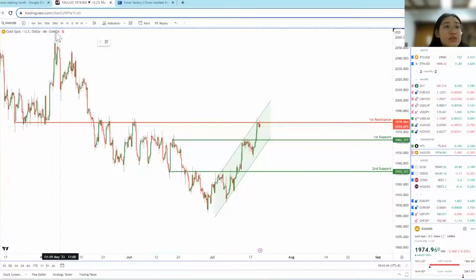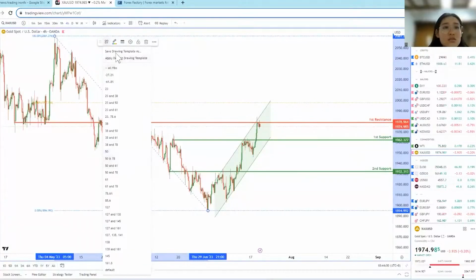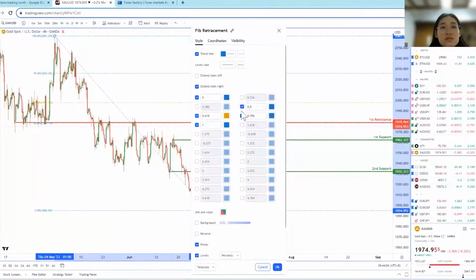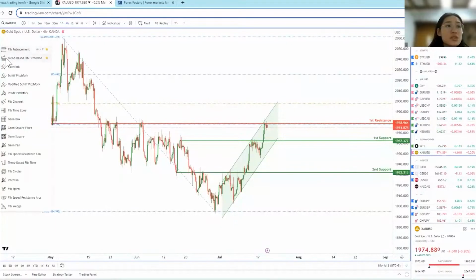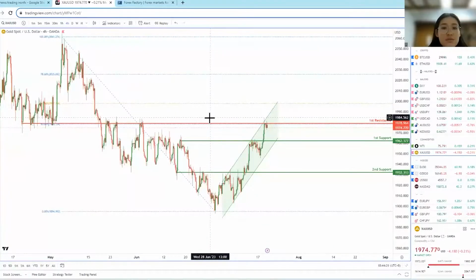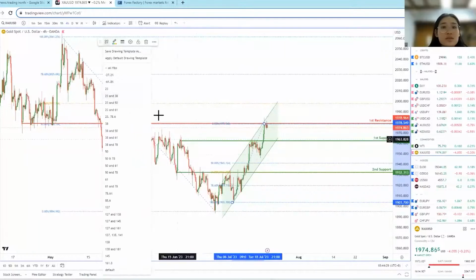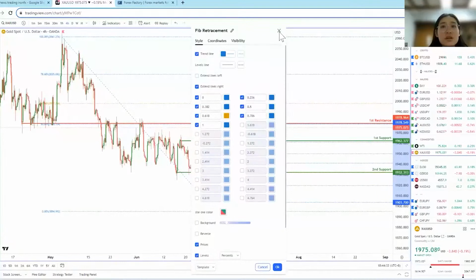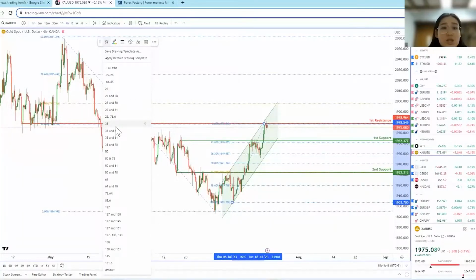Okay, now let's go in with our Fibonacci levels. I can already see this 50% lining up nicely. Let's see if the 61 also lines up. I'm just going to leave that there first. And then now I'm going to take a look and see if we have another retracement here. Okay, we have a 23.6 as well as the 61.8 that line up really nicely with our first and second support.